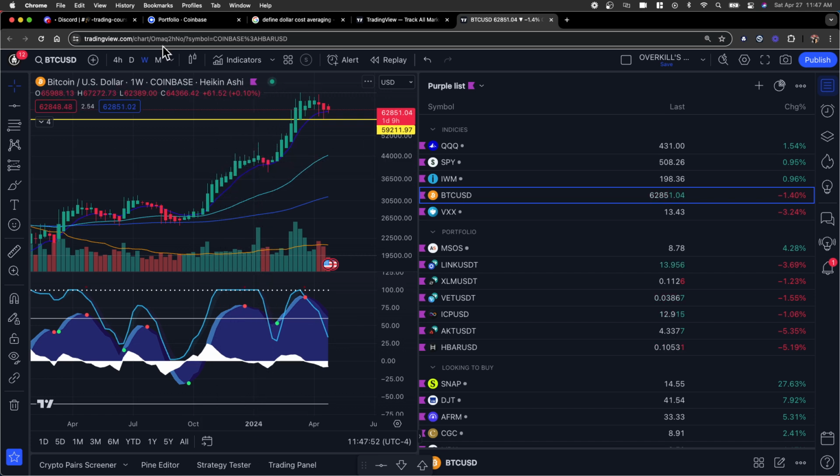A 9 EMA on a weekly chart is going to be the average price over the last 9 weeks, which is a little over 2 months. That's the 2-month average. Think of it as the 60-day average. So that's our first layer of defense. Right now, that's where Bitcoin's trying to bounce. It's trying to hold up, and as long as we hold 59K, this looks really good.